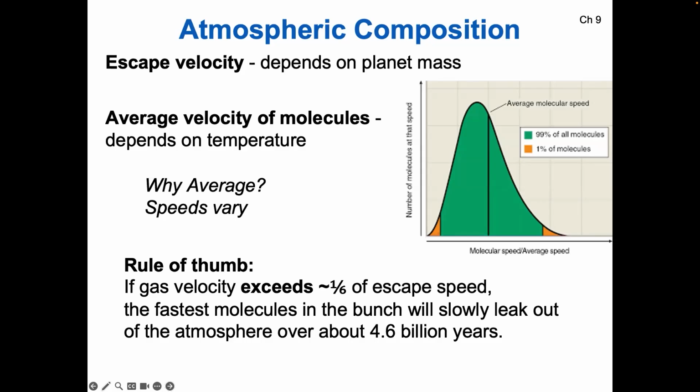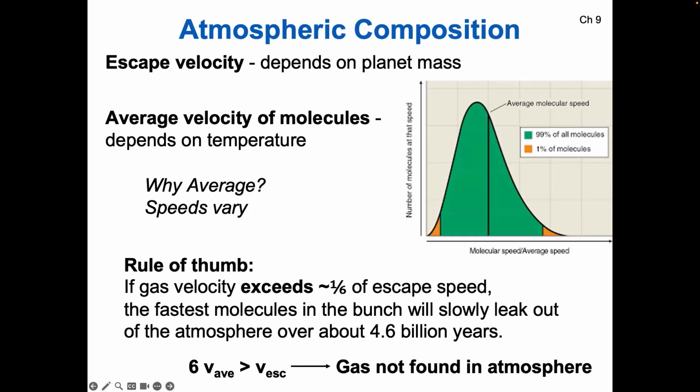It can definitely be shorter than that. I'm just saying 4.6 billion years because that's the age of the solar system. So this just roughly means, are you still going to have an atmosphere today or not? That is what we're really trying to answer, because we are observing all these planets today.